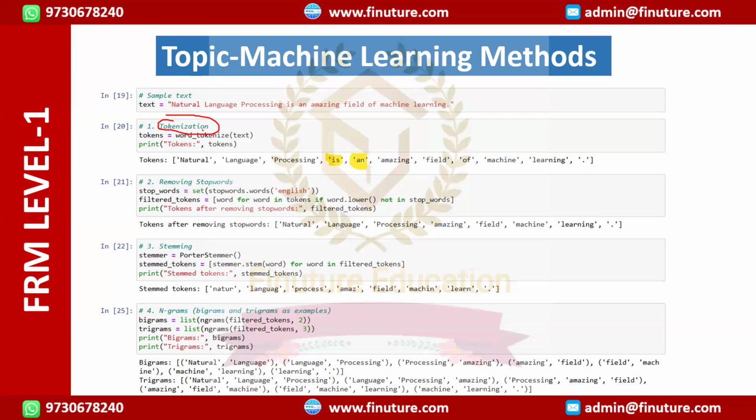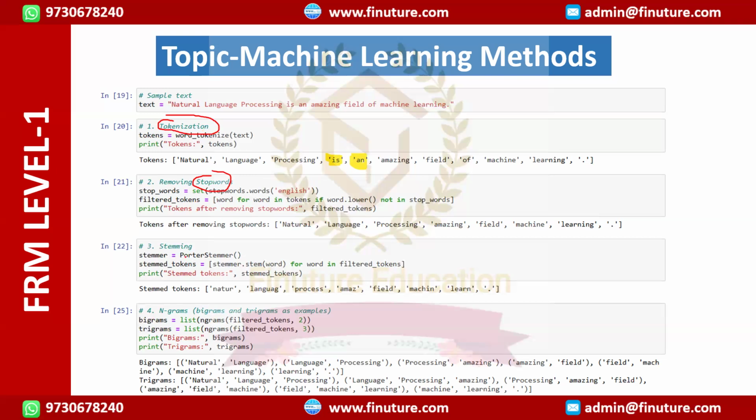Now these are different objects: natural, language, processing. And next one is stop words. These were kind of stop words, "is" and "an." When we got the output of stop words, you see these two words have been removed when you execute the stop words command in your Python program.